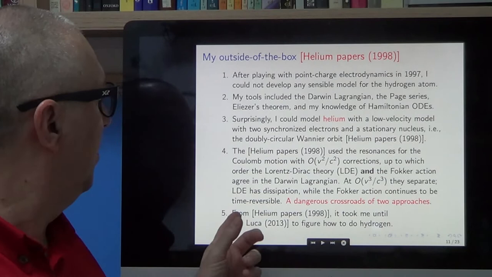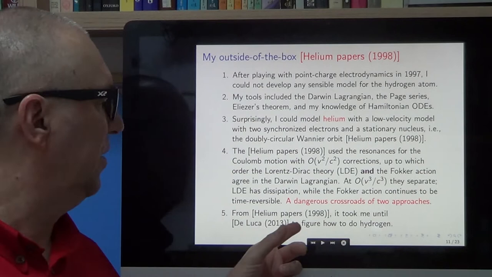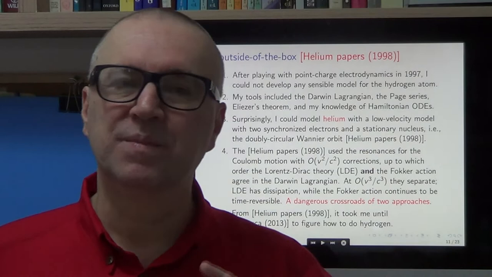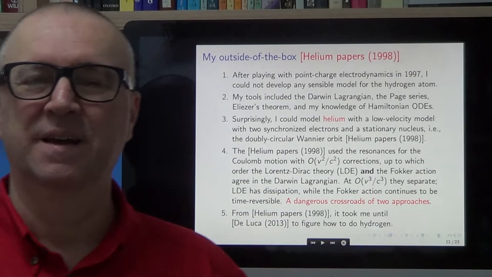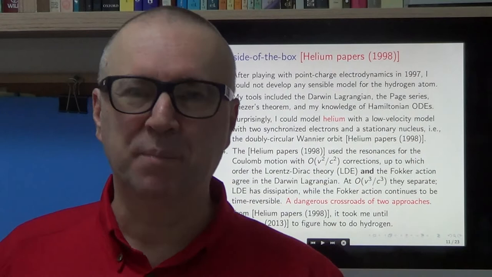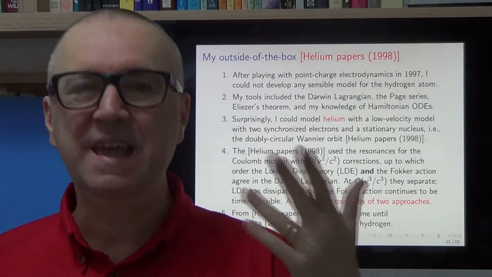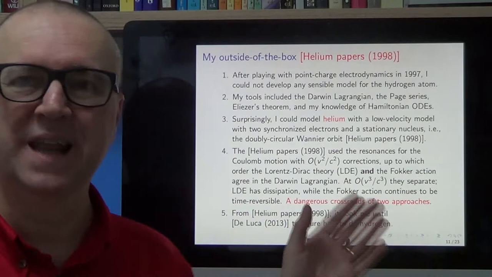From the helium papers, it took me until 2013 to figure out how to do hydrogen. I spent a long time working with the divergent electrodynamics of Dirac, which suffers from the divergence, which is like QED. It was done by the same men at the beginning of the 20th century. They couldn't do better, and they were hiding the infinity in the parameters. And eventually I discovered that even if you assume that infinity, call it M, and try to work with the equation, it still does not make sense. So at about 2008, I abandoned completely the Lorentz-Dirac theory.